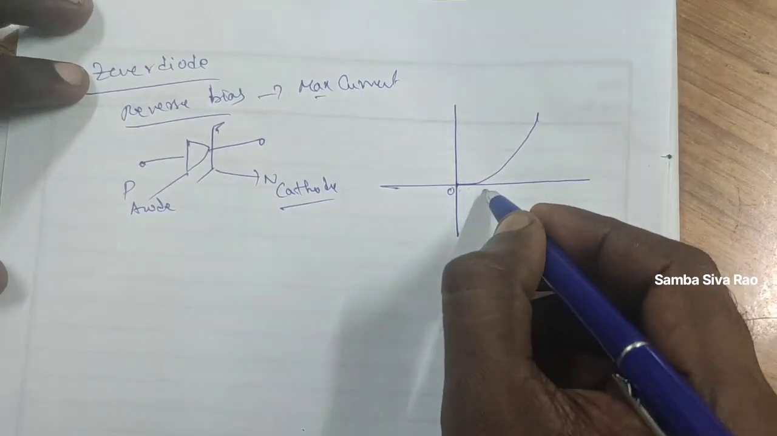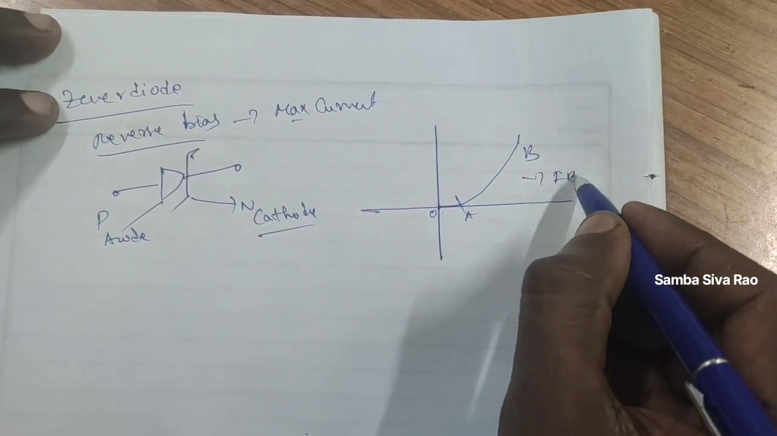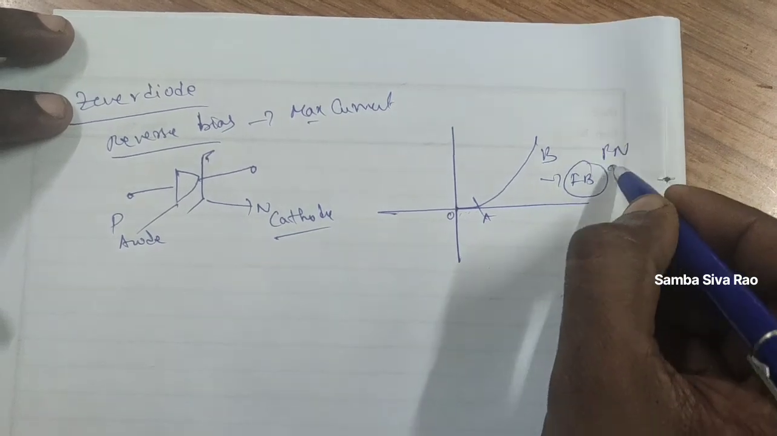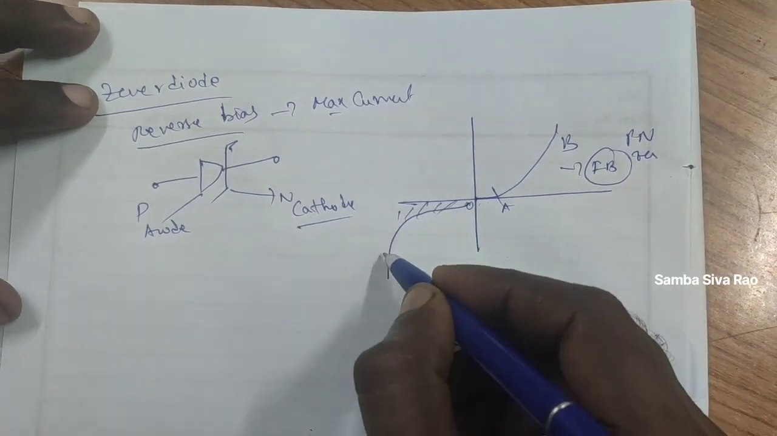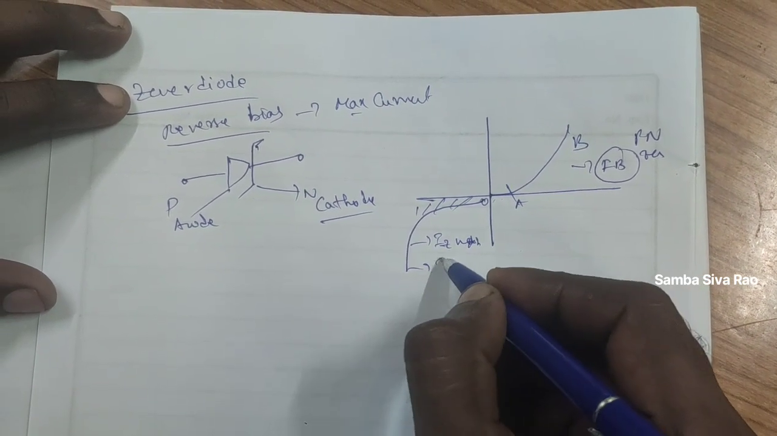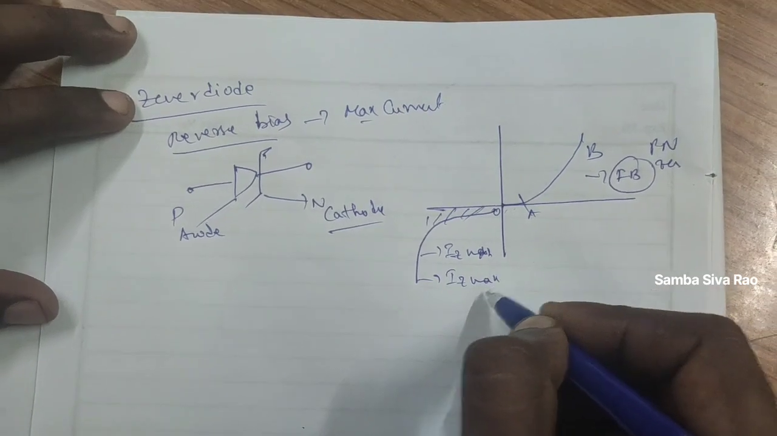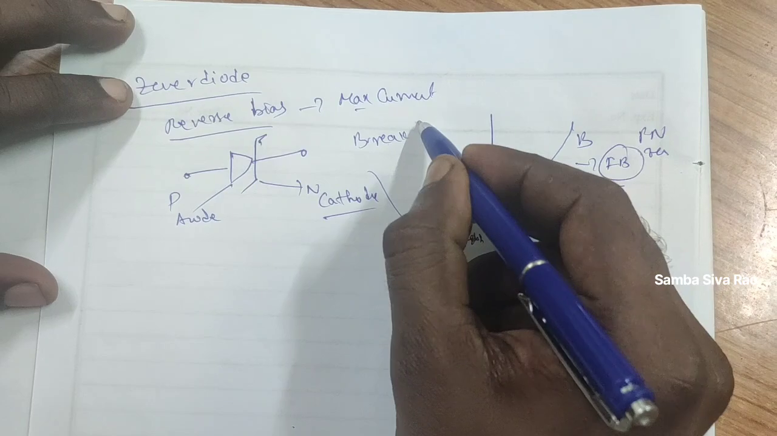Again, it is the same graph for forward bias or reverse bias. Forward bias for a PN junction as well as a Zener diode is the same, whereas reverse bias is used to conduct more current, and that is known as IZ minimum. Another one is IZ maximum, and the Zener maximum current can also be achieved. This is known as the breakdown region.